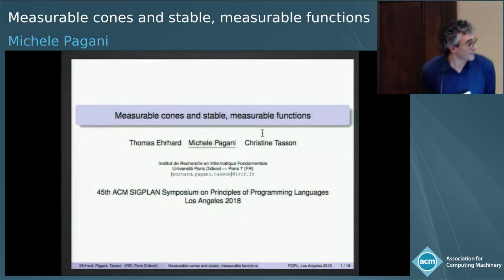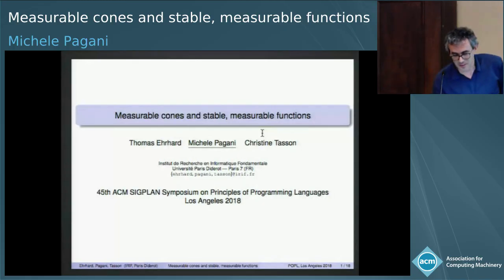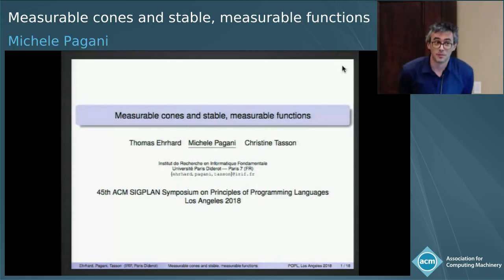Okay, thank you. So this is joint work with Thomas Ehrhard and Christine Tasson, and it is about a denotational model for probabilistic functional programming. These days there are various models that have been presented, and there will be others, I guess, in the next few years. The key word for understanding, in my opinion, the specificity of our approach is stability. So actually we are developing a kind of stable model for probabilistic functional programming.